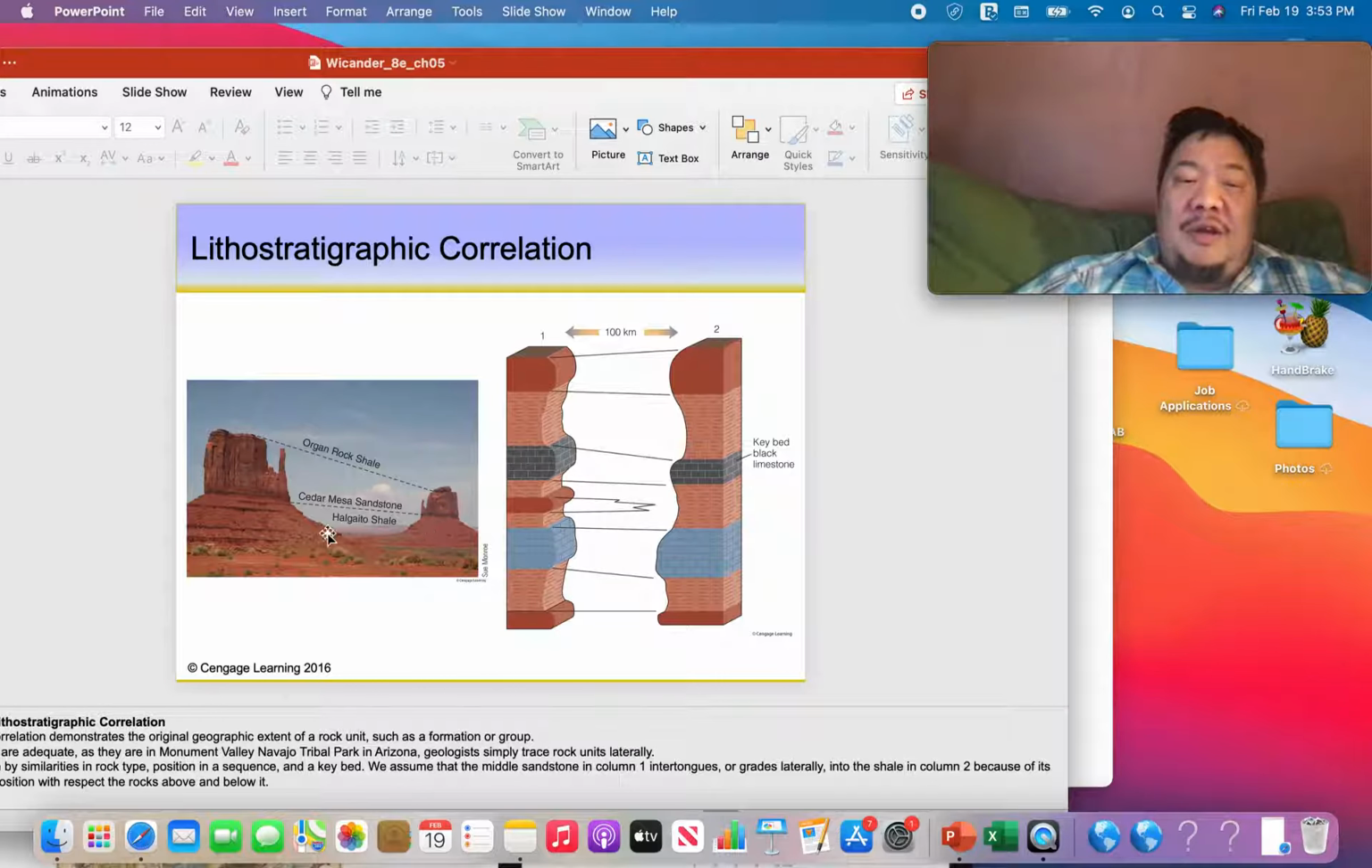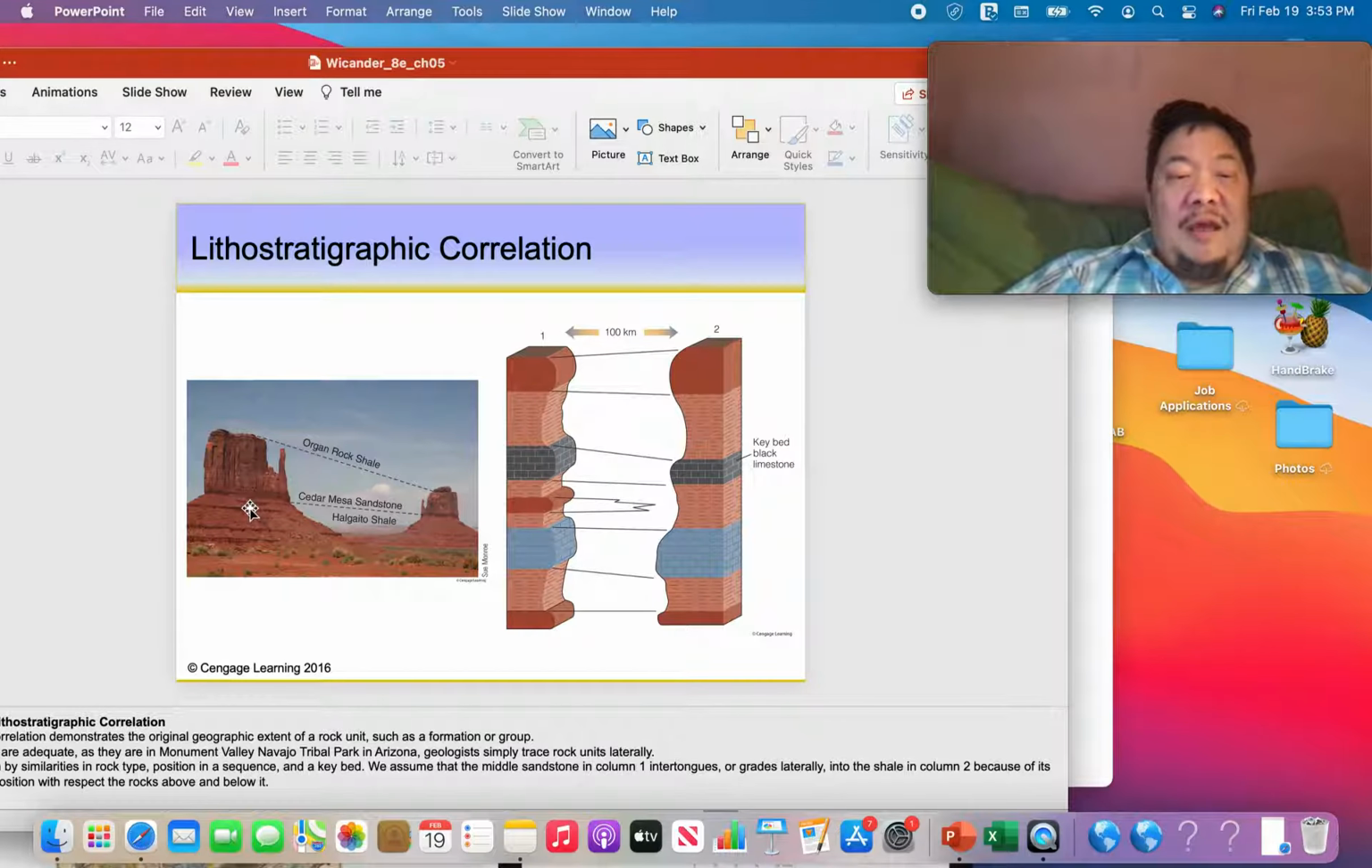Then we drive our truck or our SUV or our car over here, and we look and see what we can find. Aha, we find Halgaito Shale here, Cedar Mesa Sandstone here. Here's the boundary between them. That's the most important thing, the bedding plane. And we don't find the Organ Rock Shale here. What happened to the Organ Rock Shale over here? It must have been eroded away, right? And so you could draw these lines to show that the Halgaito Shale over here is the same as that over here. Cedar Mesa Sandstone here is the same as that over here. This is called correlation.